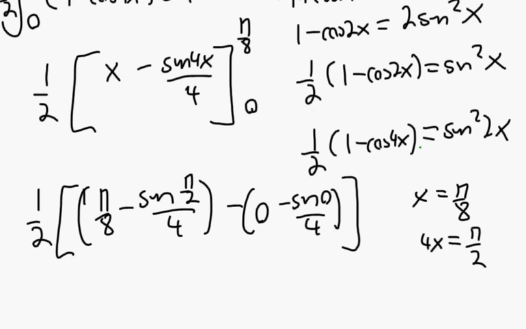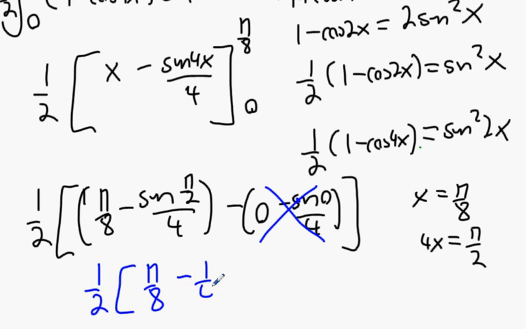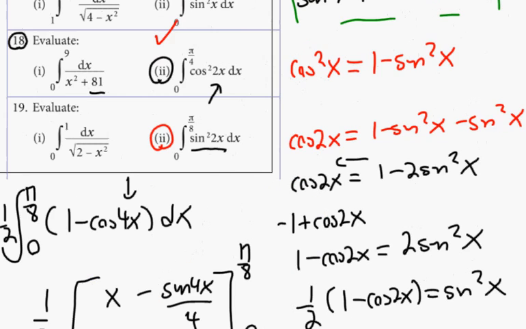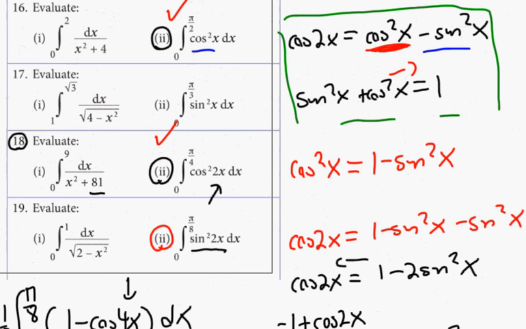What can we say about the zeros here? Cancelled. A half, pi over 8. Now sine pi over 2 is 1. So the answer here is going to be pi over 16 minus 1 over 8, or whatever that is. You could also just factorize out more numbers, whatever way you want to write it. Okay, so there guys, we did 16 part 2, 18 part 2, and 19 part 2.